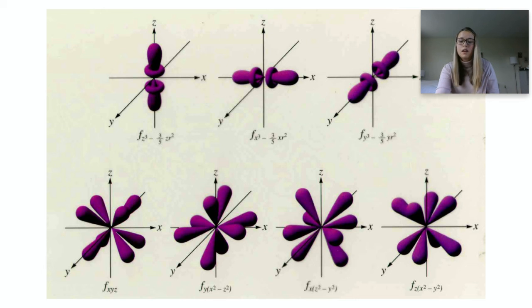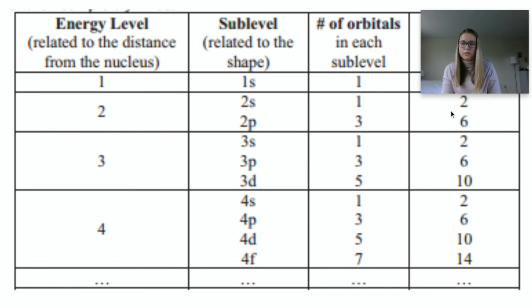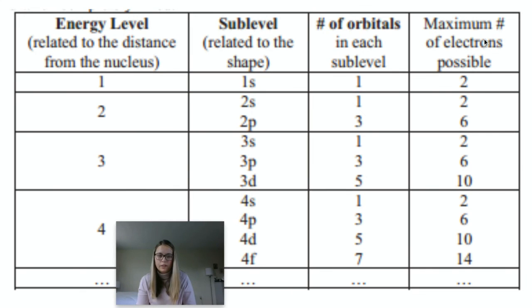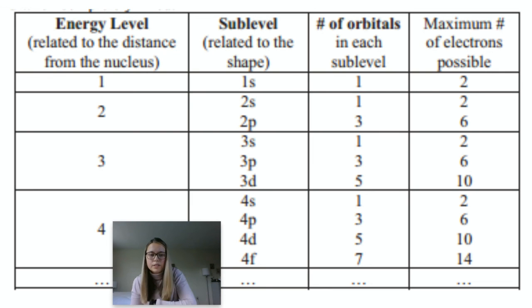Here's a table that breaks it down. Again, we have our energy levels 1 through 4, our different sublevels, and they've aligned it nicely in a row so you can see the number of orbitals per sublevel, and then how many electrons we could possibly have. I know it's a lot, but this is just to clarify some of our vocabulary.